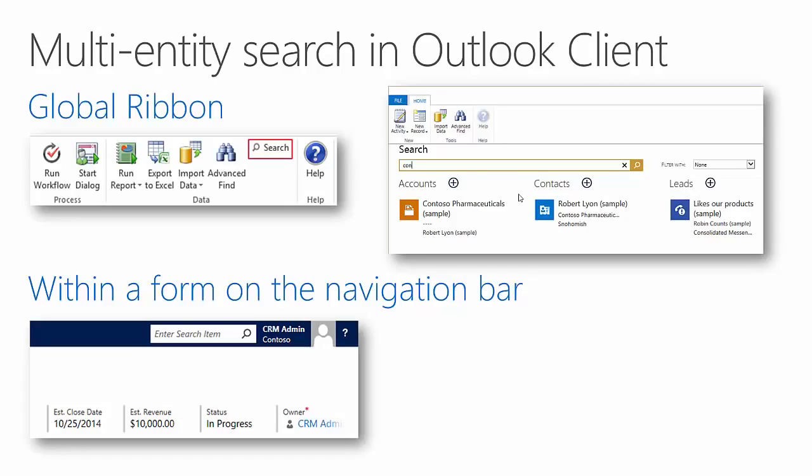The other thing to point out too is that if you open up an individual record in there, you'd also see that there is a command bar, and then within there you have the ability to do the multi-entity quick find from within a record.